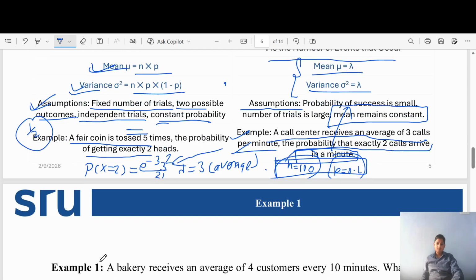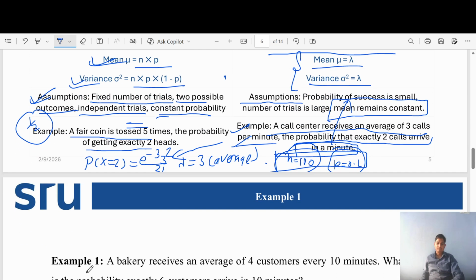Now we go forward and discuss further questions. A bakery receives an average of 4 customers.